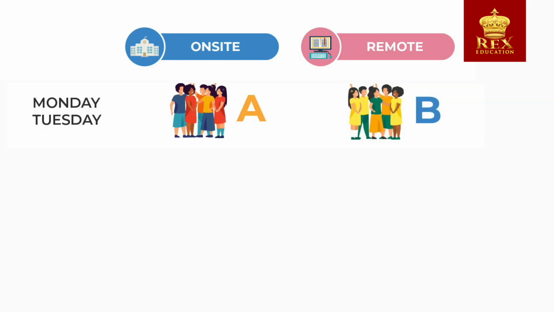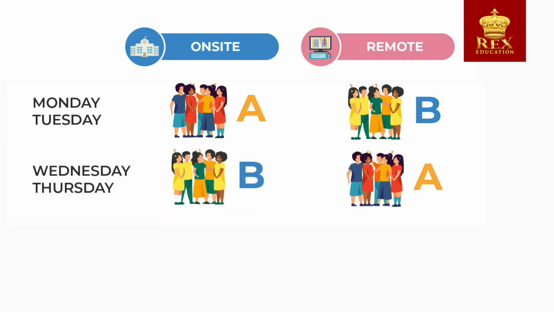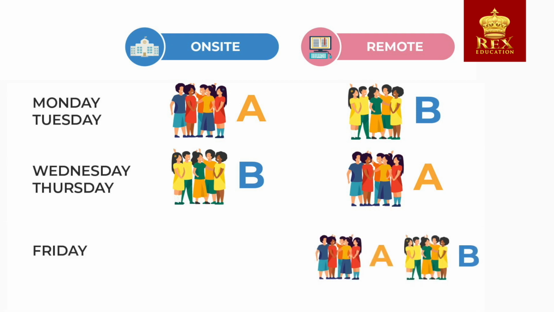So let's think about an example. In our hypothetical school, the rotation schedule is Monday to Tuesday, batch A is on-site, batch B is remote. Then on Wednesday to Thursday, they shift. Wednesday to Thursday, batch B is now on-site and batch A is remote. And then on Friday, the school mandates that both batches are remote.